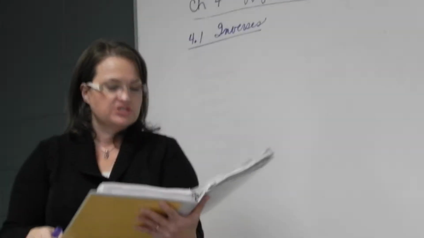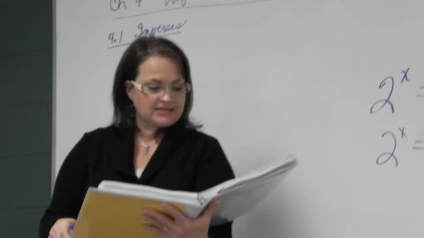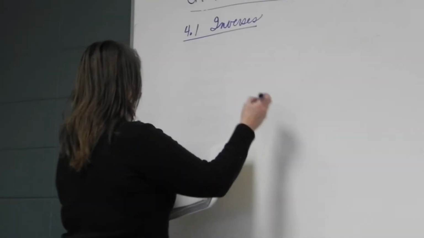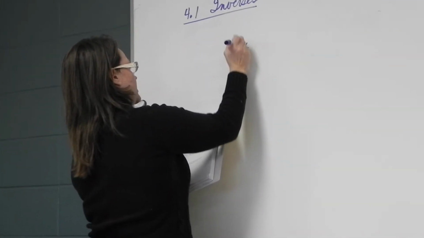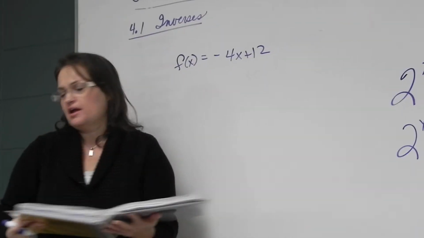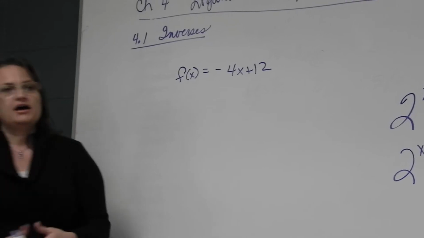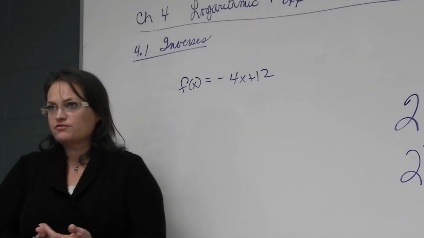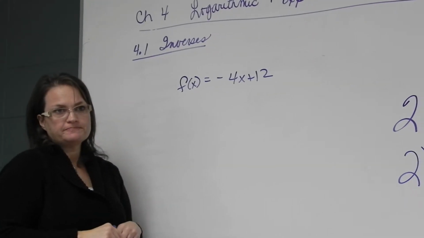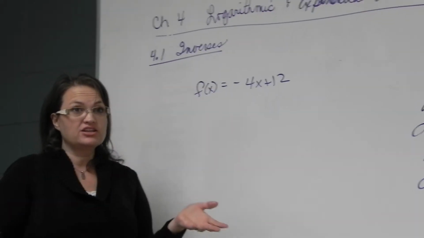A one-to-one function is found by interchanging the x and y values of its ordered pairs. So if you have an equation like example 1, f of x equals negative 4x plus 12, and that is a one-to-one function, then it will have an inverse that can be found by switching the x and y variables around. Now, what is one-to-one? I just said a new phrase.